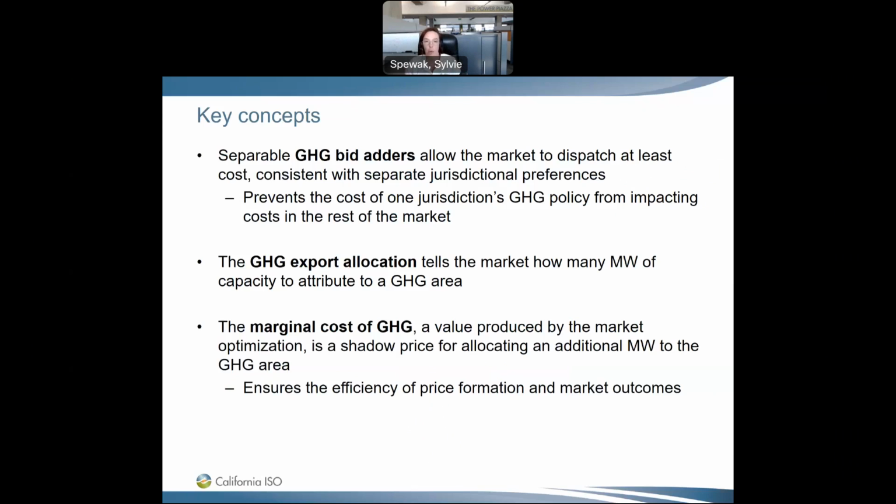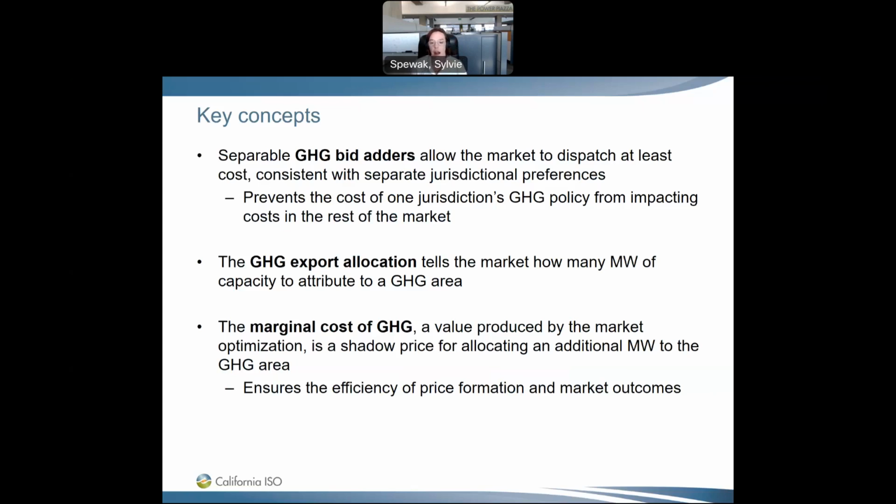Because they're separable, we're able to consider the market where unregulated resources don't have a GHG cost, and then consider the market where unregulated resources do have a GHG cost, or as if they were in the regulated area. And this will tell us what resources outside of a GHG regulated jurisdiction are economic to serve the regulated area, while simultaneously helps us prevent the cost of GHG regulation from impacting the cost paid by load in the rest of the market.